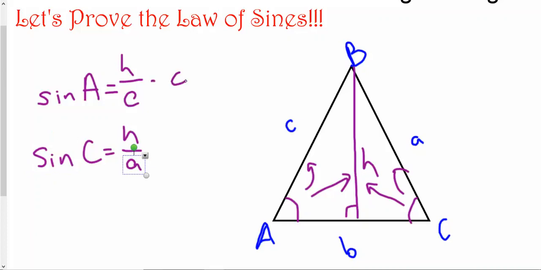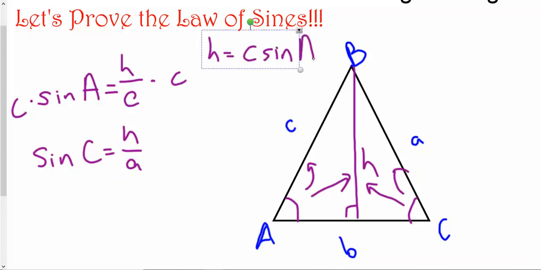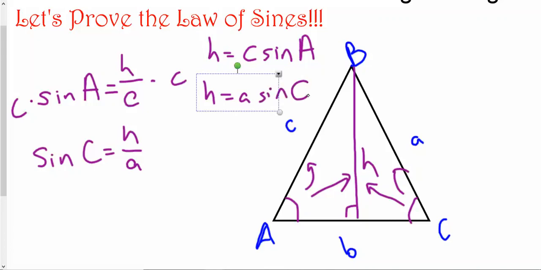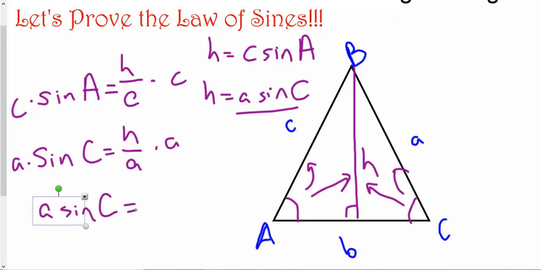On this one, I'll multiply both sides by c, which gives me h equals c times the sine of A. And this one I'll multiply by a, and that'll give me h equals a times the sine of C. I did that by multiplying both sides here by a. Now that they both equal h, I can set them equal to each other. So let's set a sine of C equal to c sine of A.